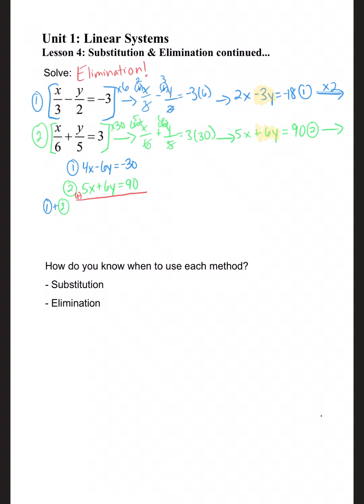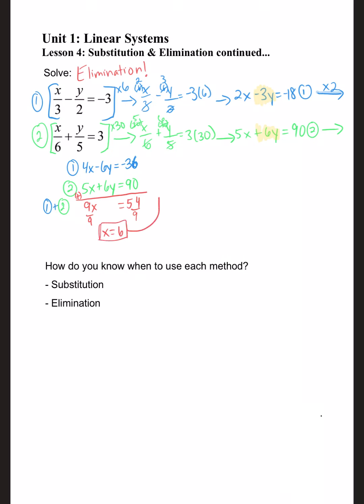So we have 4x plus 5x. That's going to get us 9x. My y's are going to drop away because I have a negative 6y plus positive 6y. And then a negative 36. Oh, this should be a 36, not a 30. Sorry about that. Negative 18 times 2 is a negative 36. So I have a negative 36 plus 90, which is going to be 54. And then we'll just work to isolate x. So we're going to divide by 9, and we're going to get that x is equal to 6.